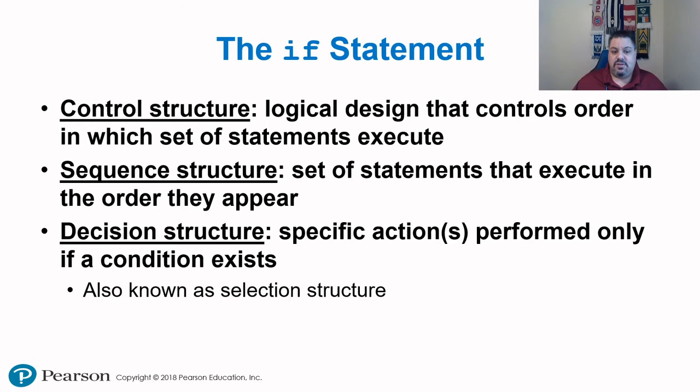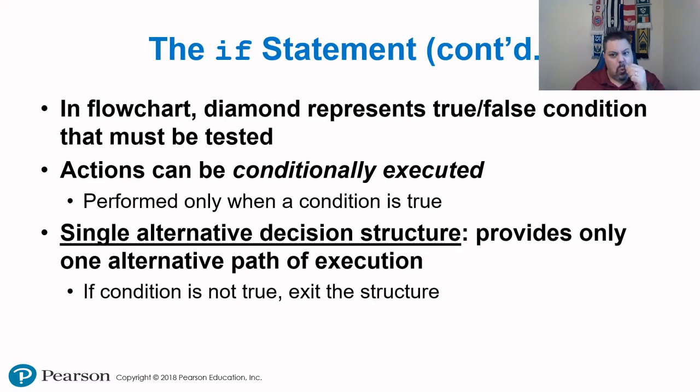Decision structure actually affects various actions based on if certain conditions exist. Sometimes those are called selection structure. So when you're planning your software, when you're looking at pseudocode, or more importantly, when you're looking at a flowchart, we talked about the oval, we talked about the square, we talked about the trapezoid. For conditional statements, or anything that has choices to it, you use a diamond to represent that. Okay? And there's arrows that come off different sides of the diamond that are only performed, again, when the condition is true or false.